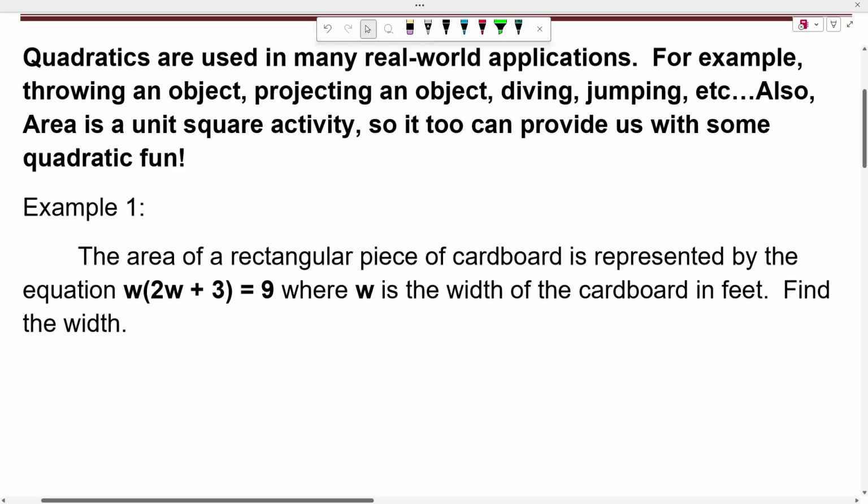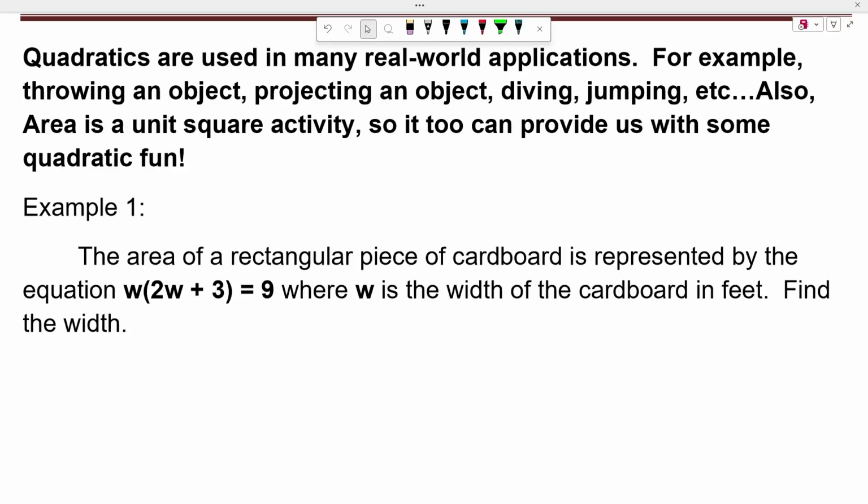Quadratic equations are used in many real-world applications. For example, you can throw an object, projecting an object, diving, jumping, etc. You can also use it in area, because area is a square unit activity, so it can be used to provide us with some quadratic fun.